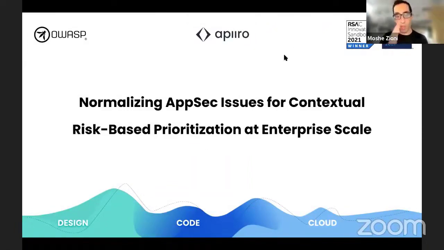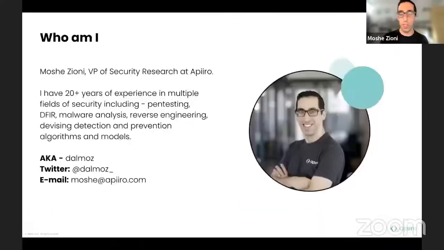As I said, we are talking today about normalizing AppSec issues for contextual risk-based prioritization and enterprise scale. And this very long, I would admit very long headline is all supposed to say that what we have today as AppSec issues, we don't really do that along the lines of context. And I'm trying to prove the point throughout the presentation.